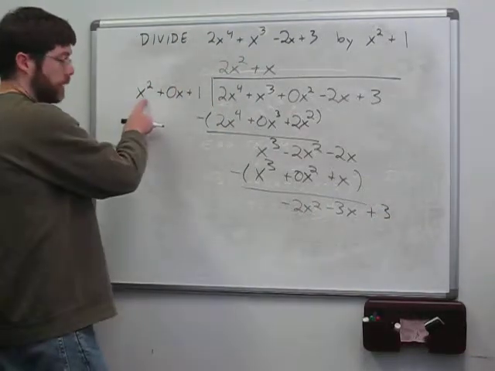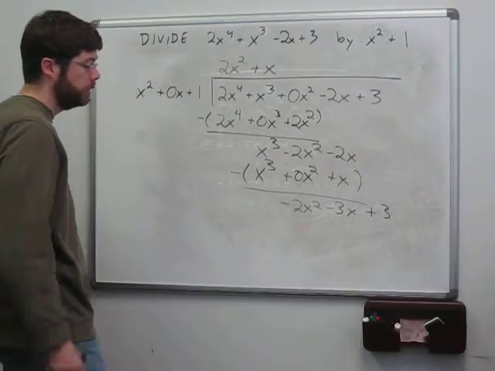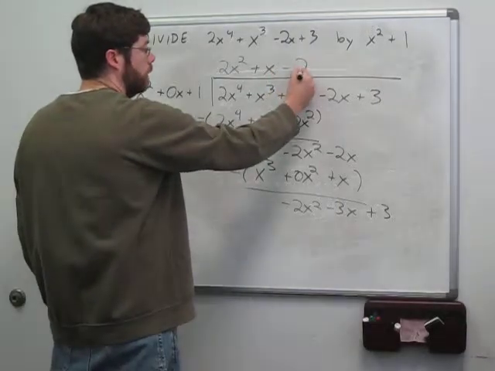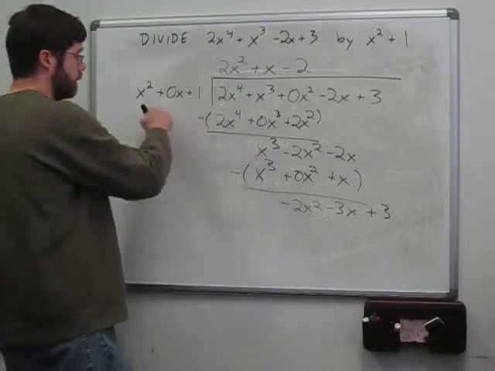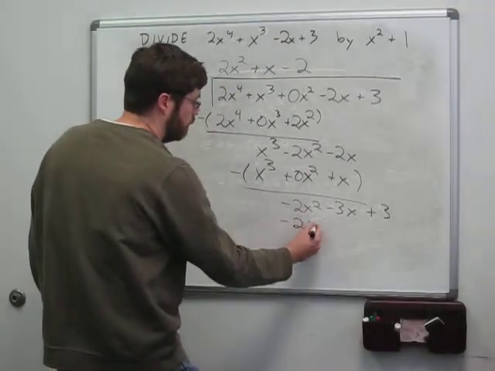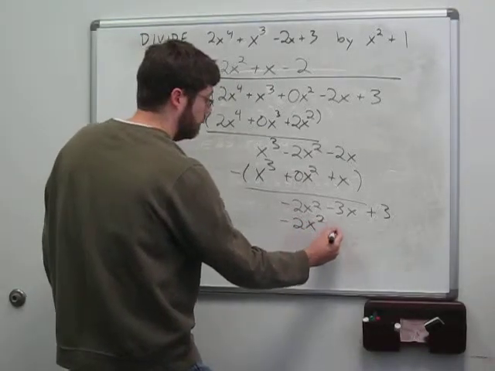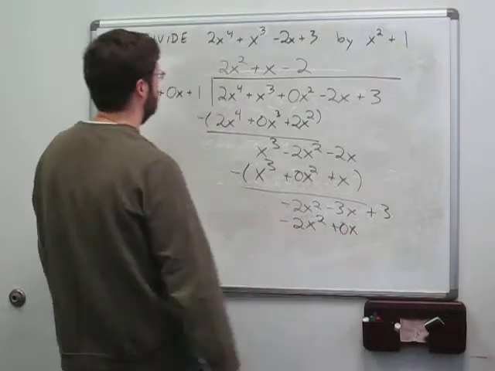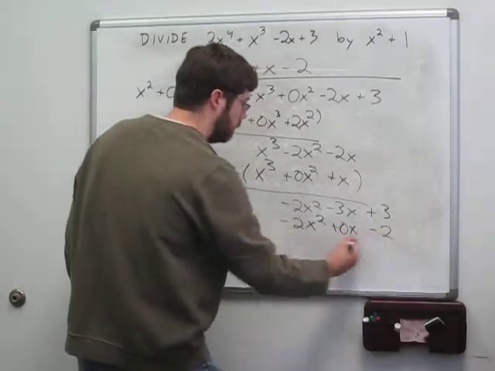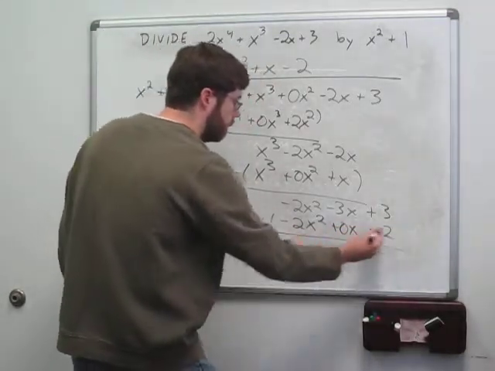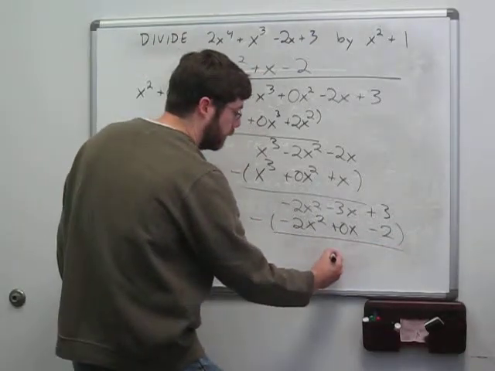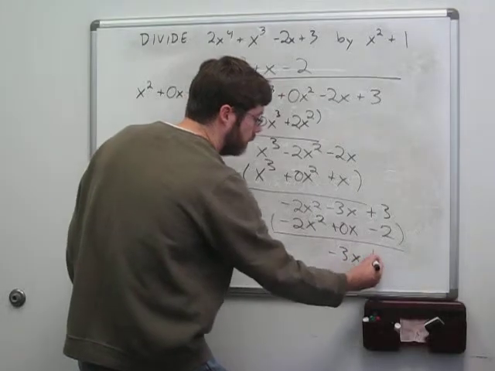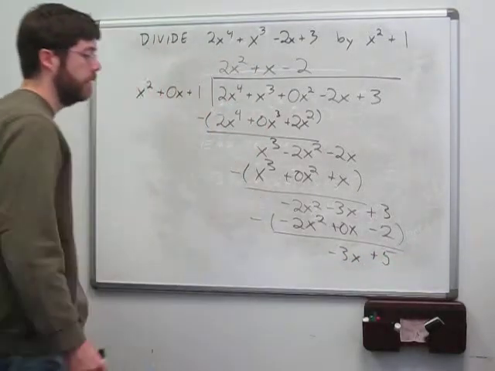And then look at how many times x squared goes into negative 2x squared. That's a negative 2. Multiply by the divisor. And subtract. And we're left with a negative 3x plus 5 at the end.